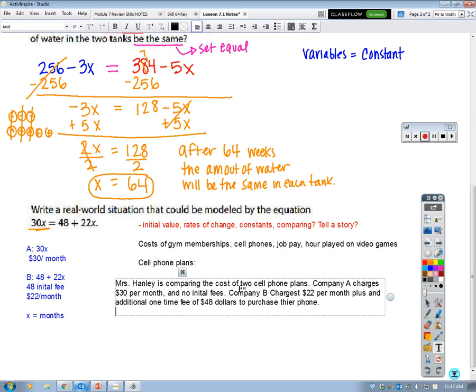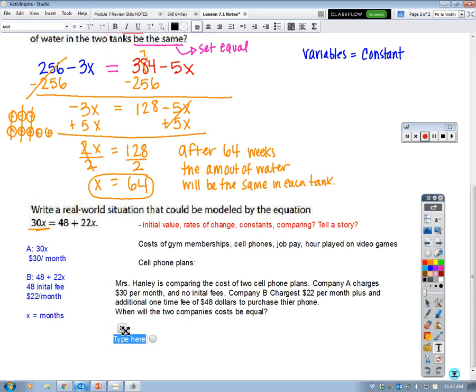Now this next question is important. When will the two companies' costs be equal? And so that important line right here is what tells us to set these two expressions equal to each other. All right, so that's an important line to put in there. But that's all you're doing, is setting up a real-world situation for an equation. And you'll be doing that a couple times.